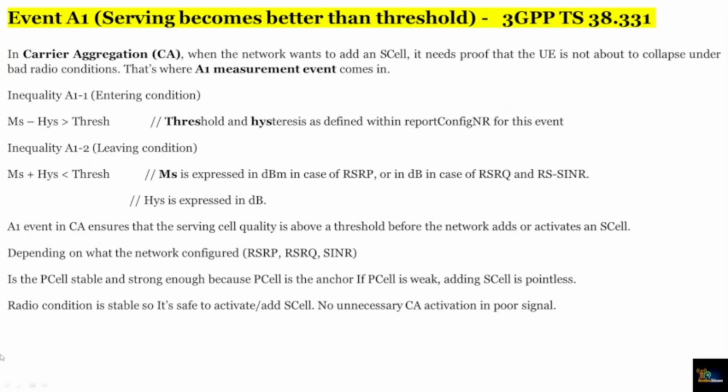A1 event ensures that the serving cell quality is above a threshold before the network adds or activates an SCell, depending on what the network configured through RRC reconfiguration. Is the PCell stable and strong enough? Because the PCell is the anchor.